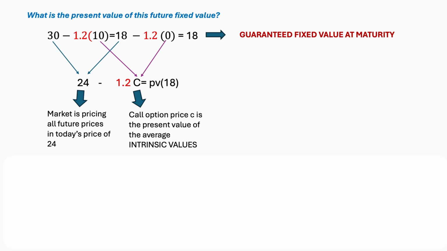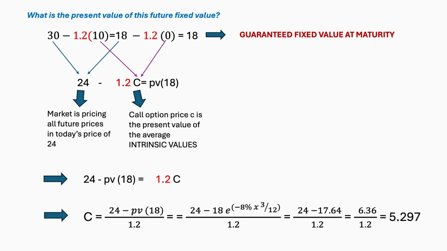And how about the present value of the two intrinsic values? Well, we know that these are just the price differentials over the exercise price K. So the present value of the average future intrinsic values, what we called price differentials before, must be the call premium as we discussed in our Black-Scholes option pricing model. Therefore, this reduces to 24 minus 1.2 times C, the call price, equals present value of 18. Therefore, solving for C, we get 5.287, and that's it.